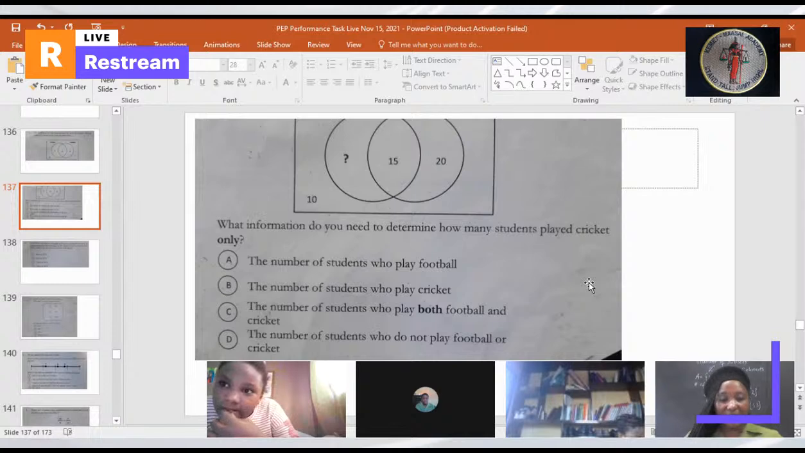Which one would you need to determine how many students played cricket only? A, the number of students who played football, B, the number of students who play cricket, C, the number of students who play both football and cricket, D, the number of students who do not play football or cricket. Which one, Alyssa, would you need?